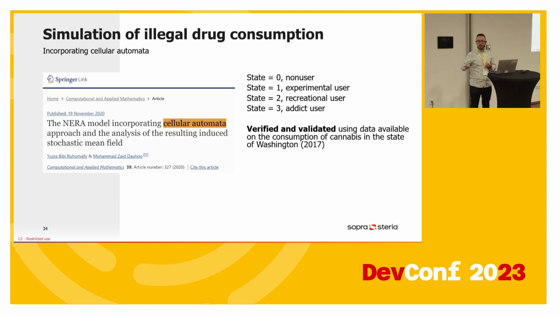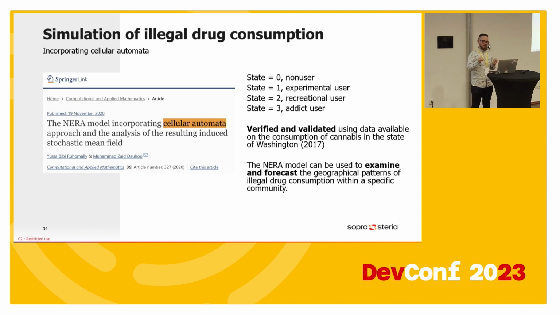They used cellular automata to run simulations, and they verified and validated this model using real data from Washington from 2017. What was very interesting is that they used starting data from the beginning of the period of collecting the data. They ran their model with cellular automata, and what is very surprising and very exciting for me is that they reached almost the same result as we observed in reality. Illegal drug consumption in Washington was a process which developed over time. They took the starting point in their model and got the same result as happened in reality.